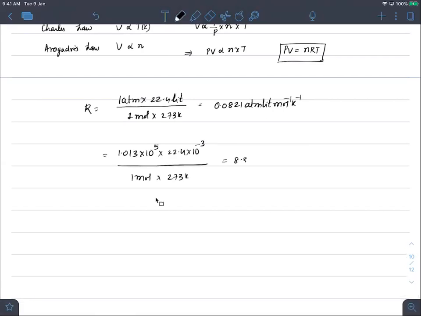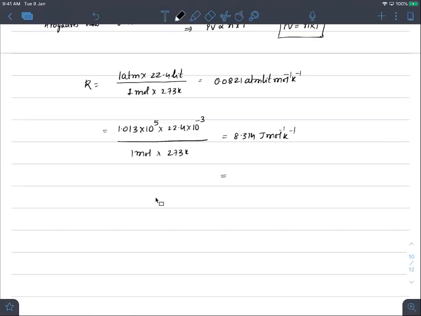Then this value turns out to be 8.314 joules per mole per Kelvin. Joules can also be written in terms of calories by dividing this by 4.18. So this would become approximately 2 calories per mole per Kelvin. So these are the 3 R values which we will be using a lot.